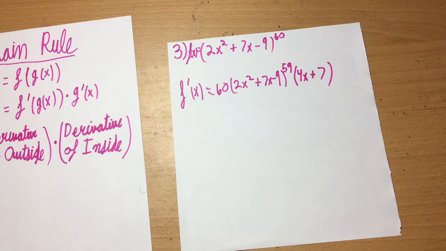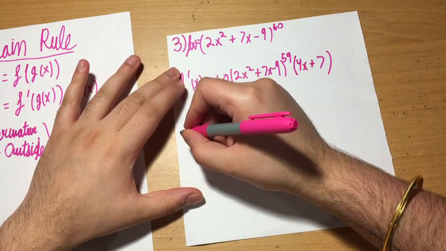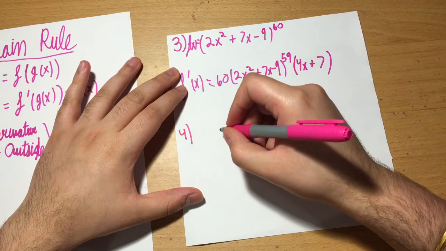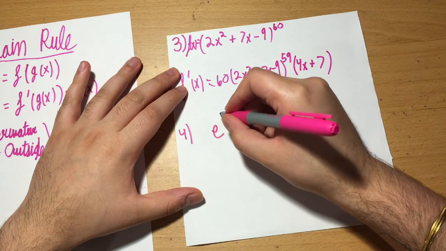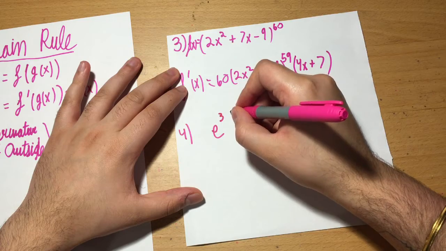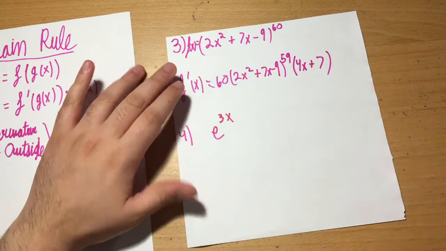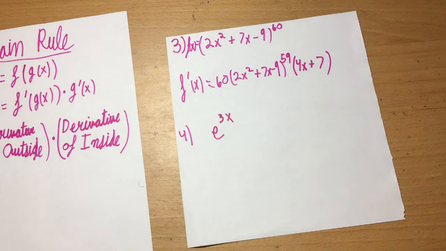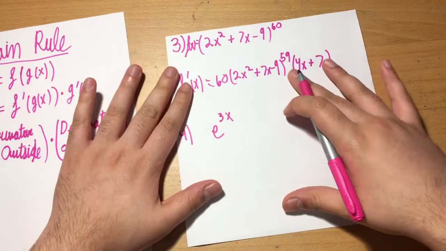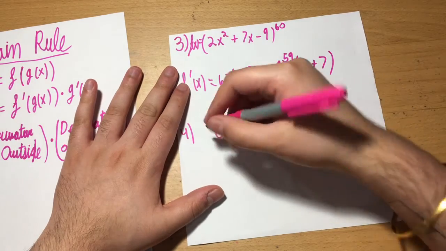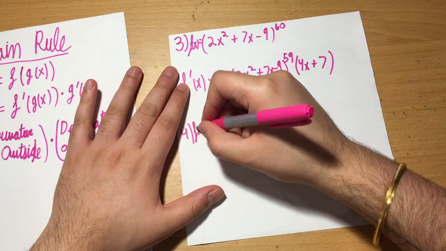All right, so let's look at another example. Say we had something like this. e raised to the 3x. Okay, so you should be familiar with how to take the derivative of e, right? The constant, e to the x. So let's take a look. And I'm going to have that equal f of x.